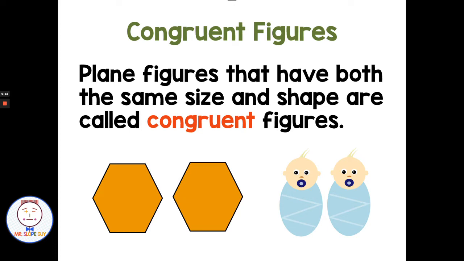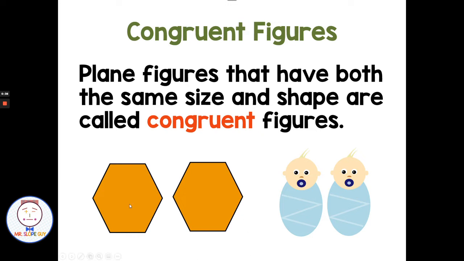You're going to want to pause the video here and write down: congruent figures are plane figures, meaning they lie in a two-dimensional plane. Plane figures that have both the same size and shape are called congruent figures. Same size and same shape.